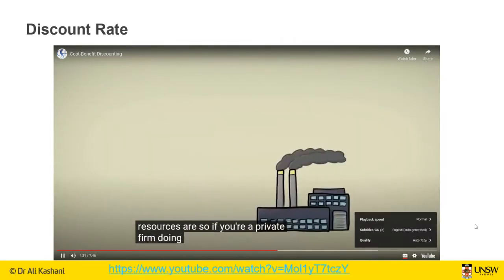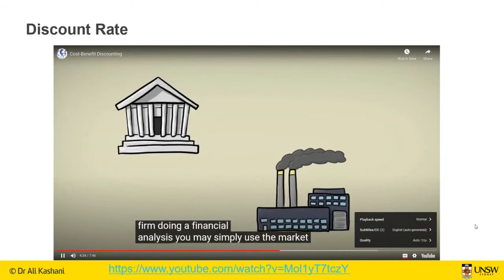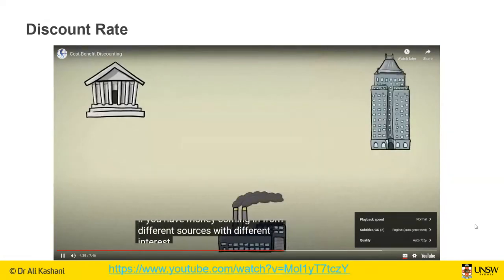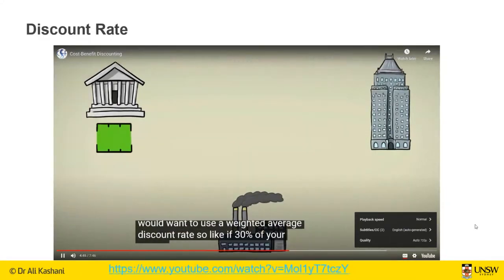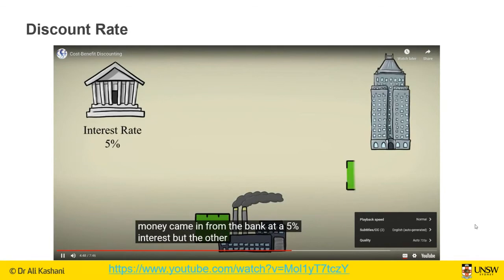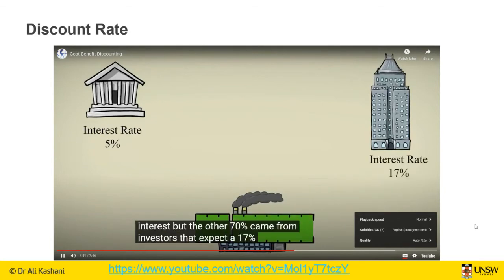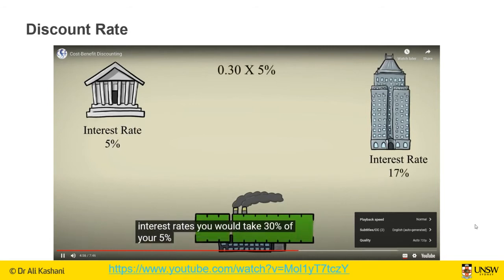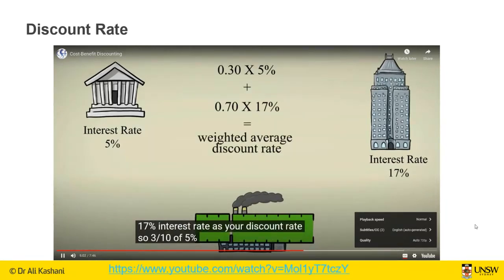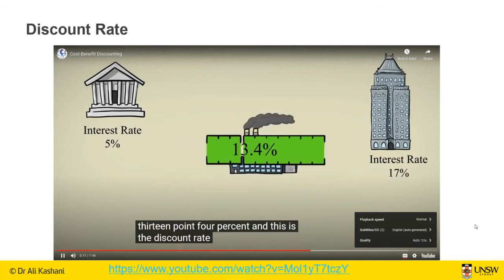So if you're a private firm doing a financial analysis, you may simply use the market interest rate or some other investment, very similar to what we've been doing. Or if you have money coming in from different sources with different interest rates for the same project, you would want to use a weighted average discount rate. So like if 30% of your money came in from the bank at 5% interest, but the other 70% came from investors that expect a 17% return, you would use a weighted average of the two interest rates. You would take 30% of your 5% interest rate and 70% of your 17% interest rate as your discount rate. So 3/10 of 5% is 1.5%, and 7/10 of 17% is 11.9%. Add them together and you get 13.4%. And this is the discount rate you will use for this project.